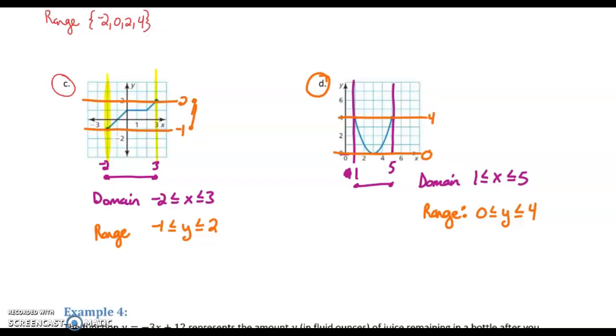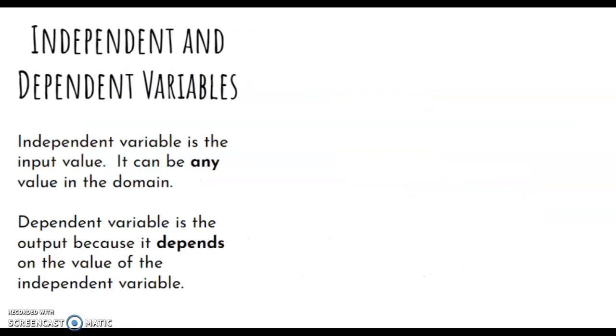Okay. Before we do example 4, I want to go look at your foldable. In your foldable, when you open it up, the center column says independent and dependent variables. An independent variable is the input, which is typically x. It can be any value in the domain. The dependent variable is the output, which is typically y. It can be different letters, but a lot of times we see x's and y's. But it depends on what the independent is.